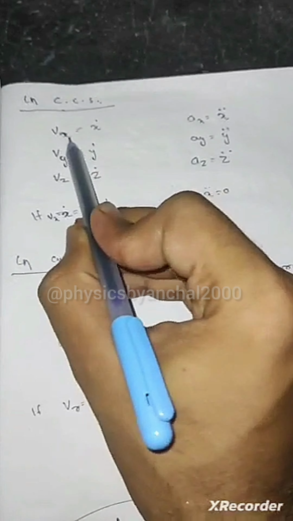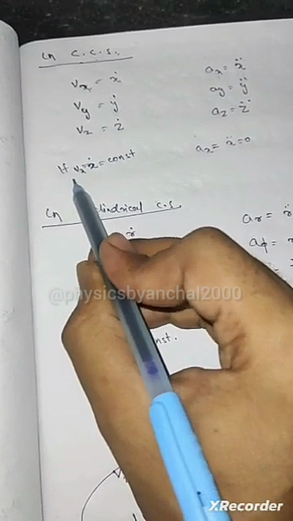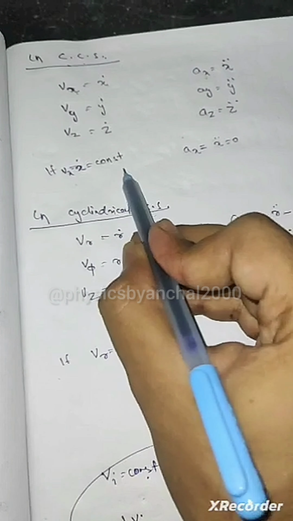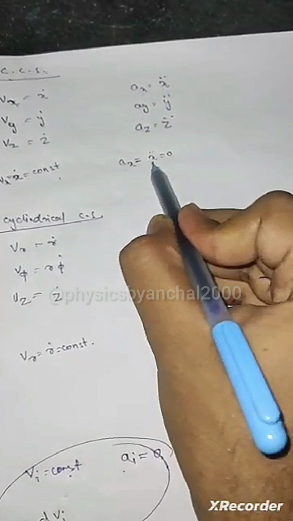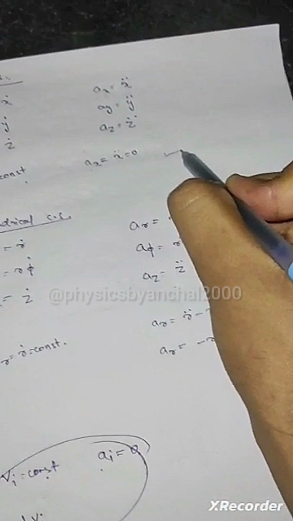We know in the Cartesian coordinate system, v_x is equal to x dot and a_x is equal to x double dot. We just calculated it before. Now see, if v_x is equal to x dot is equal to constant, then what is a_x? It is x double dot, just the derivative, and the derivative of a constant term is equal to 0. So this is true.